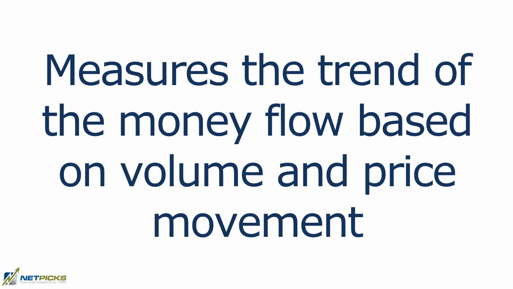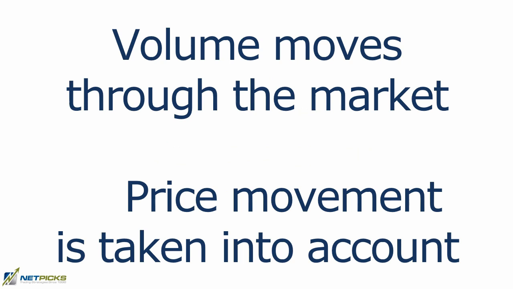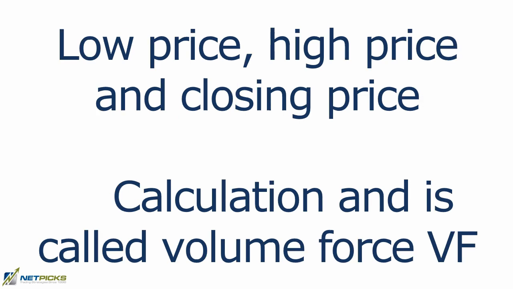It was actually brought to us by a gentleman named Stephen Klinger, and it's designed to measure the trend of the money flow that's based on volume and price movement. And while it was designed to measure the longer-term money flow trend, it can also highlight shorter-term fluctuations in the market. That sounds kind of confusing, so let's make it even more simple and explain it this way. Volume moves through every single market on every single period. Price movement, no matter how small, is taken into account when this oscillator is being calculated.